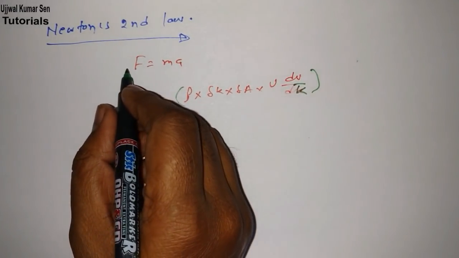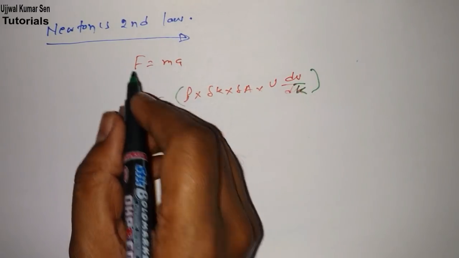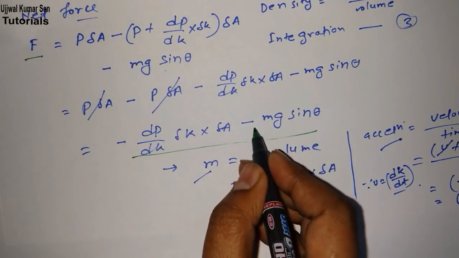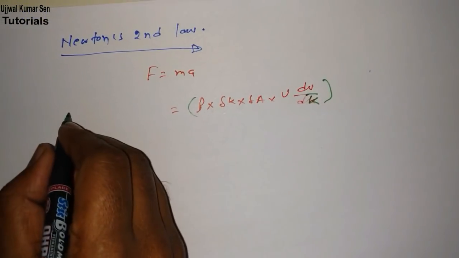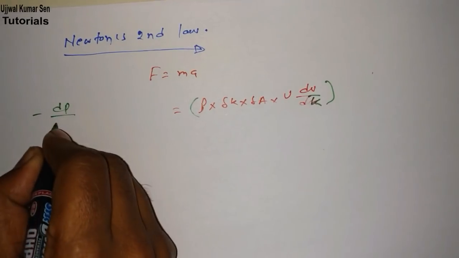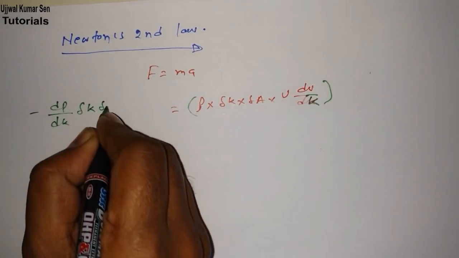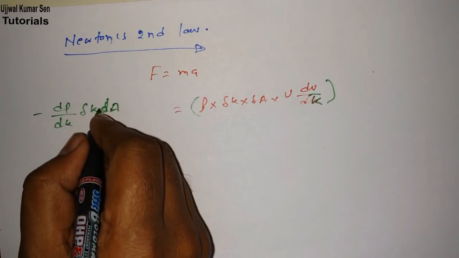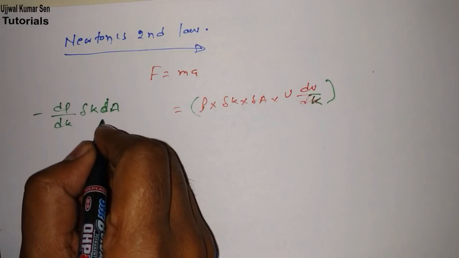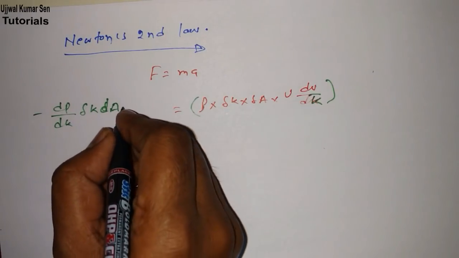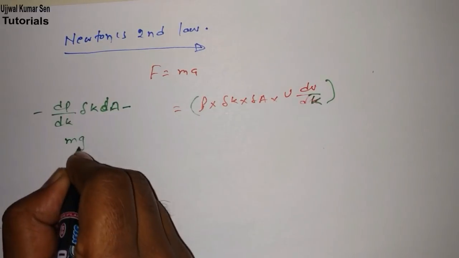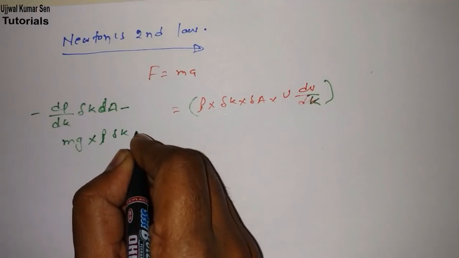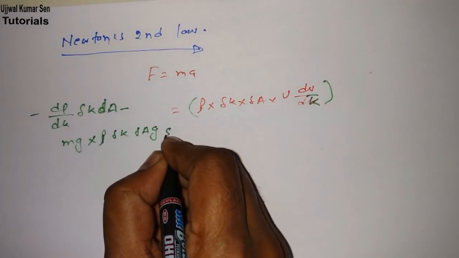Now what is the force we got from that equation? This is the force we got from this equation. Force is this, so we have to just write it down here. So what we got, basically, is dp by dk delta k delta a. I must say that, it's delta k dp by dk delta k da, minus mg, multiplied by delta rho delta k delta a g sine theta.